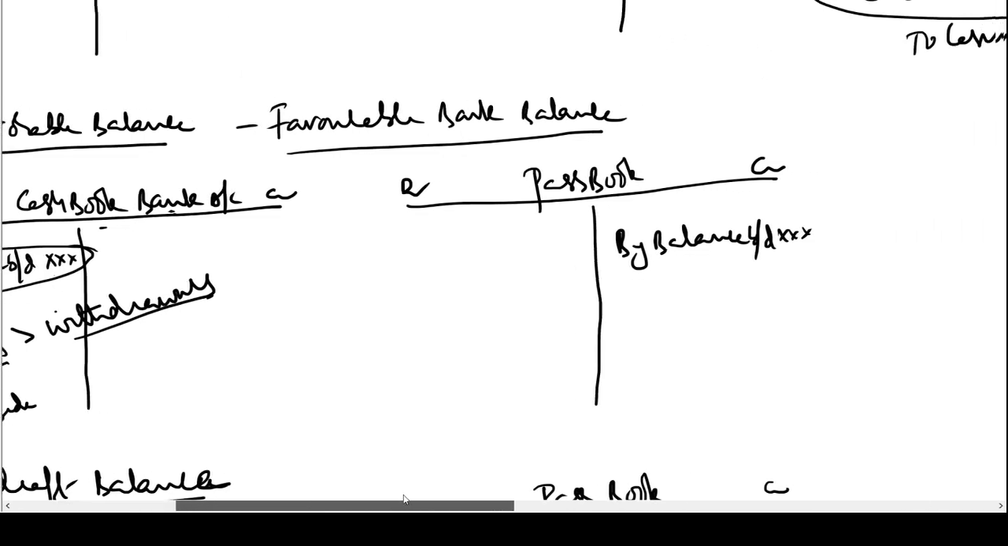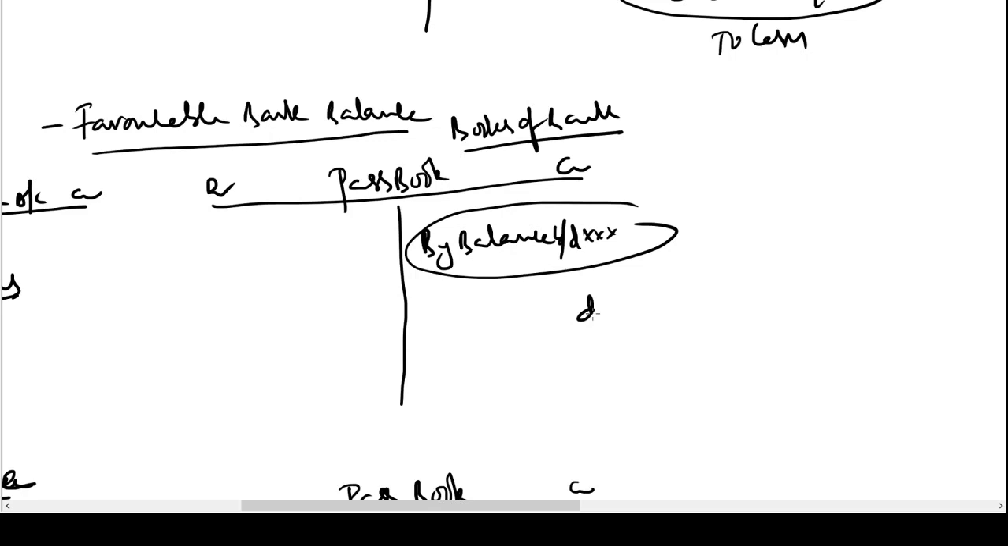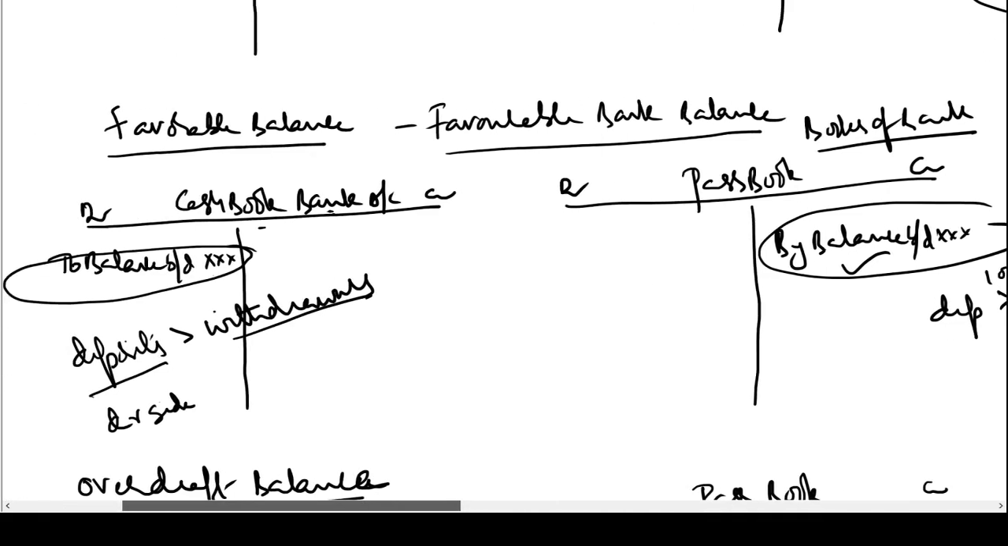Now, in the case of the books of the bank, the passbook will show a credit balance. Again, we said deposits are greater than withdrawals. So if the customer has deposited 10,000 and has withdrawn only 1,000, the customer has a favorable balance of 9,000, which will be shown on the credit side of the passbook. Okay.